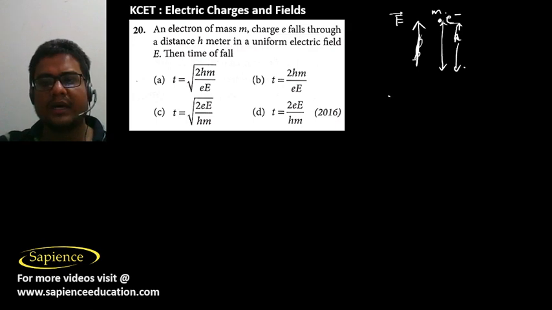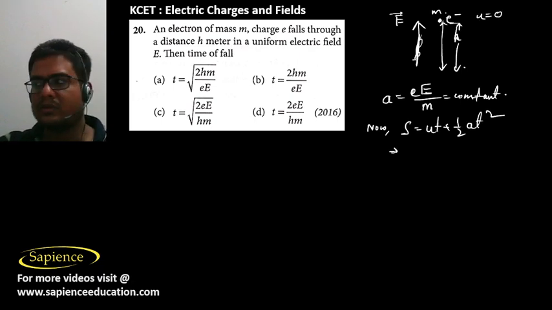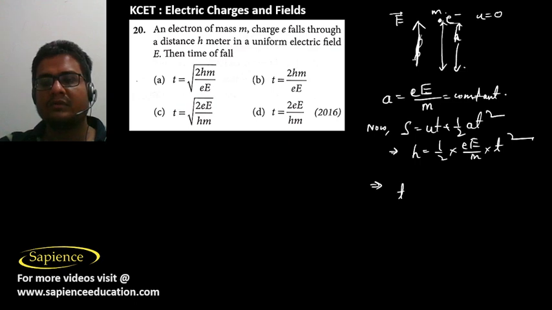First we have to find the acceleration. Acceleration will be given by the electric force divided by the mass. Since acceleration is constant, the displacement is equal to ut plus half at square. Since it falls down, initially it was at rest. So S, which is h, is equal to half into eE by m into t square, so the time of fall is the square root of 2hm by eE.